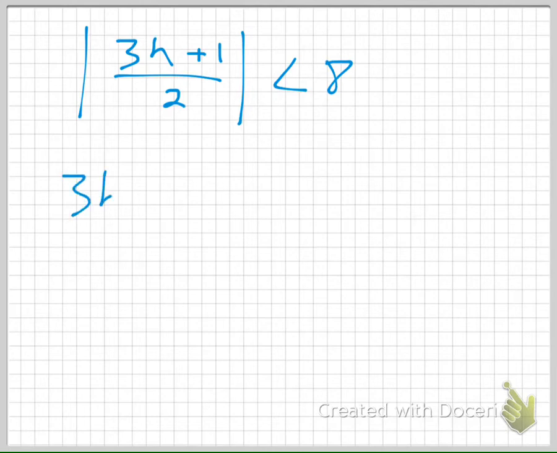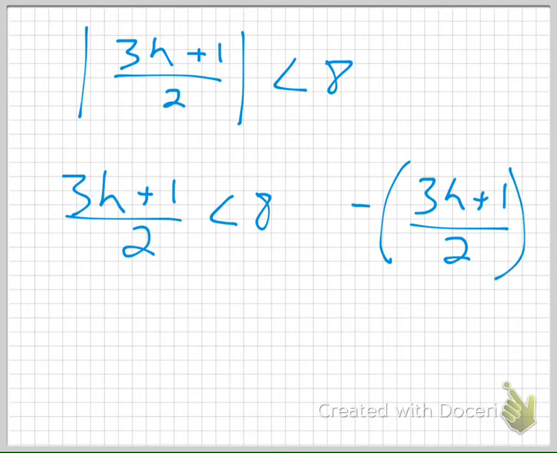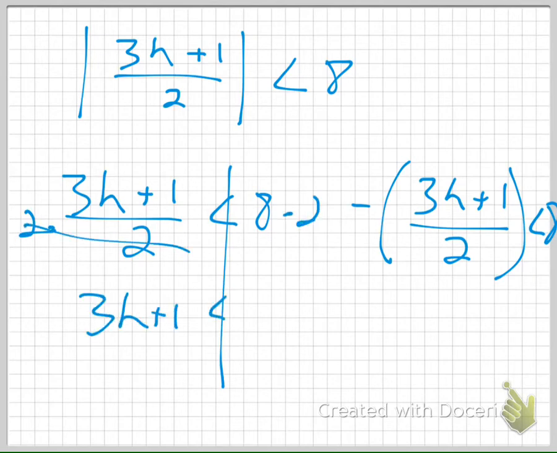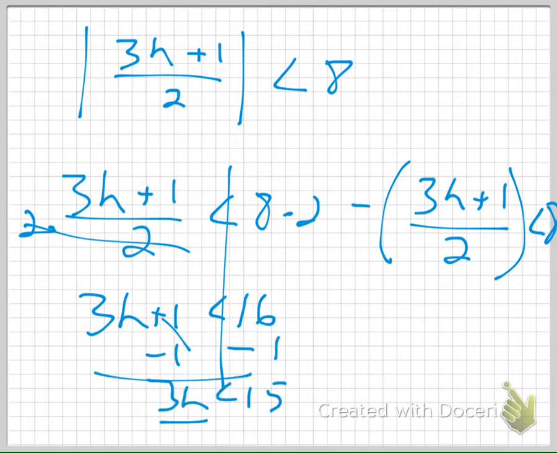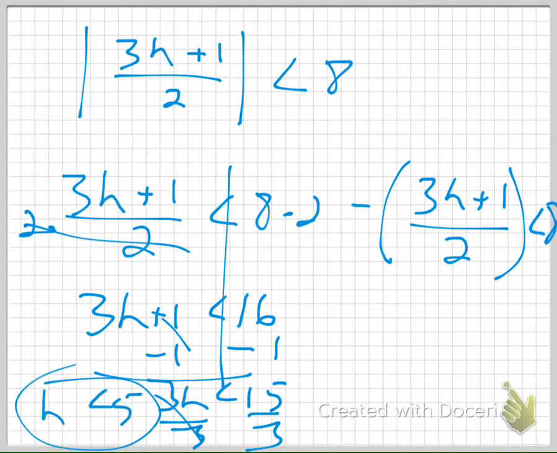Two scenarios: 3h plus 1 divided by 2 is less than 8, or negative 3h plus 1 divided by 2 is less than 8. Okay. What do I do here? Multiply both sides by 2, right? I've got to get rid of that denominator. Times 2, times 2. They're gone. 3h plus 1 is less than 16. Minus 1, minus 1. 3h is less than 15. Divide by 3, divide by 3. h is less than 5. There's one of them.